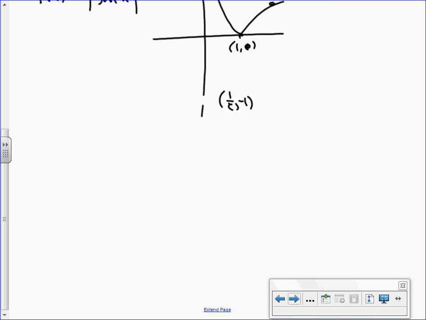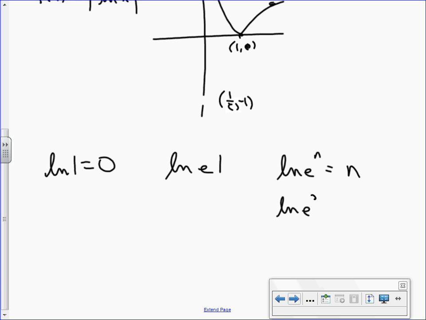Just one more time, keep in mind, try to get this memorized. The ln of 1 is 0. The ln of e is 1. And this other thing, if you have the ln of e to the n, that answer is n. If I say the ln of e squared, the answer is 2. If I say the ln of e to the 4th, the answer is 4. That's going to help us when we get around to solving equations. Okay? That information also has a few examples in your textbook in section 5.1.